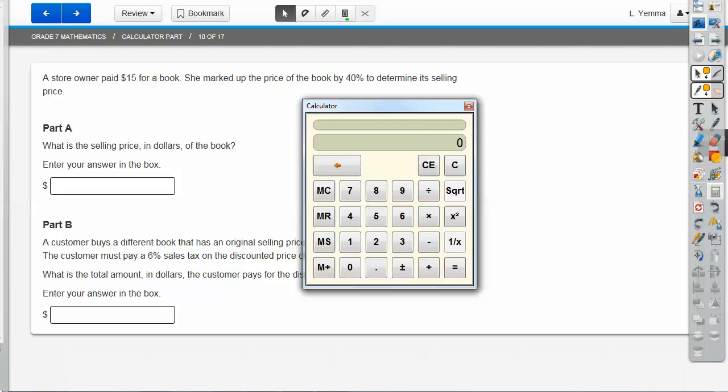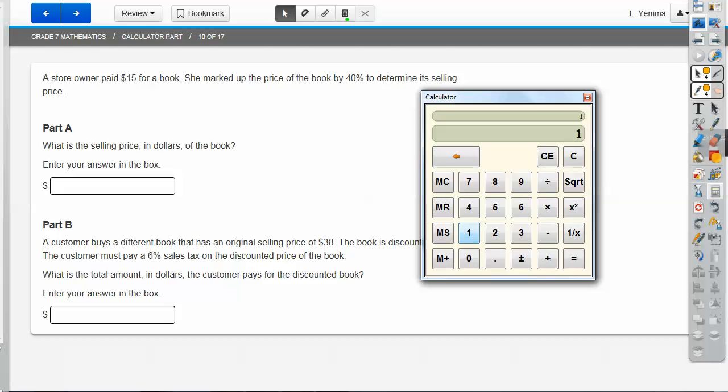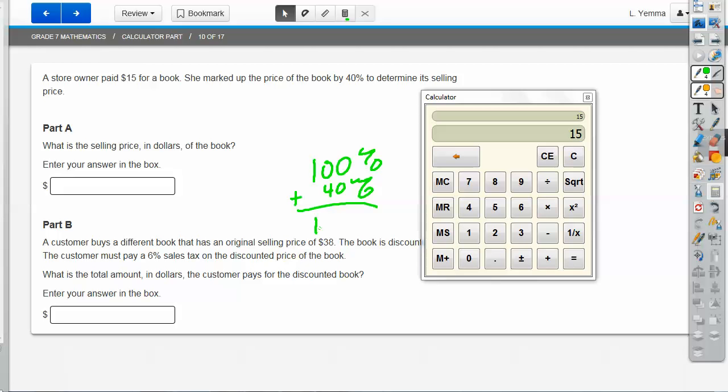All right, so $15, and if I mark it up 40%, that means that 100% is the value that I bought the book at. That's the $15 plus another 40%, and so in total we're going to sell the book for 140%, which is equal to 1.4. So I'm going to multiply 15 by 1.4, I get $21.